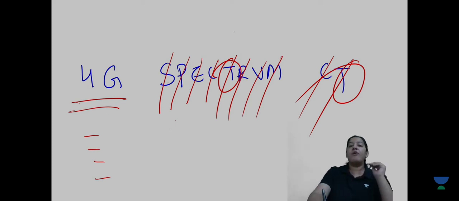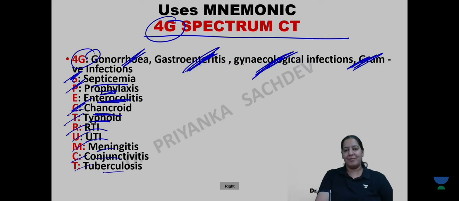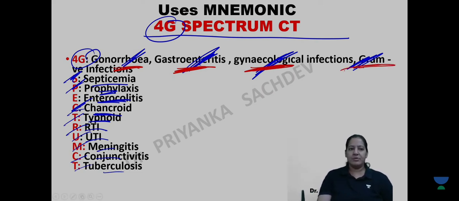These are the uses of quinolones, which are broad spectrum, right? So that is the thing. Now there are a few one-liners. Are you interested in the one-liners? Yes, the 4G: gonorrhea, gastroenteritis, gynecological infections, and gram-negative bacteria. See the full form. So that is the uses.